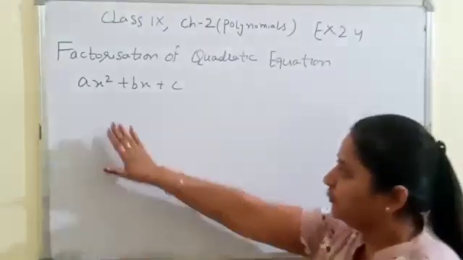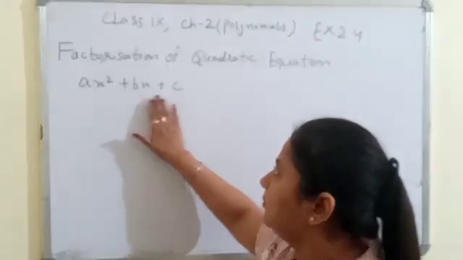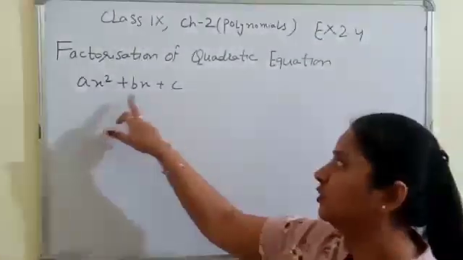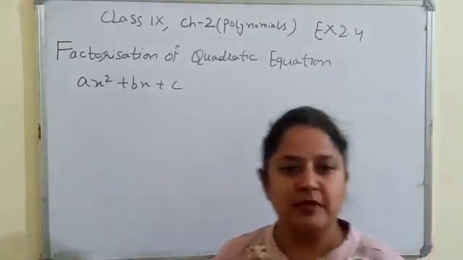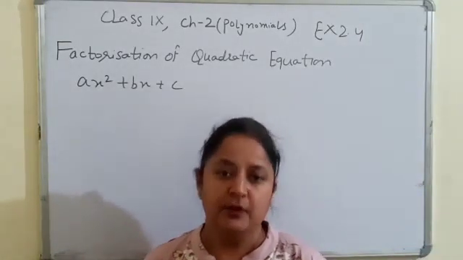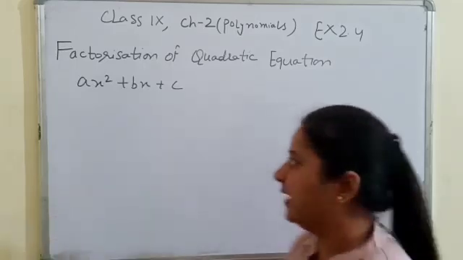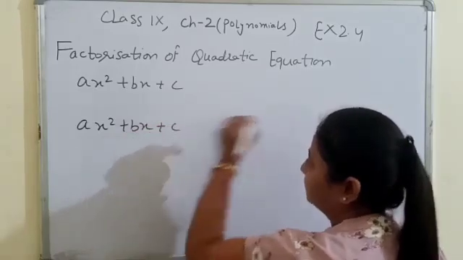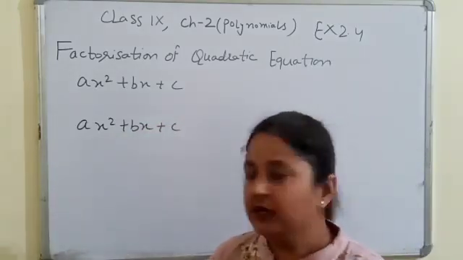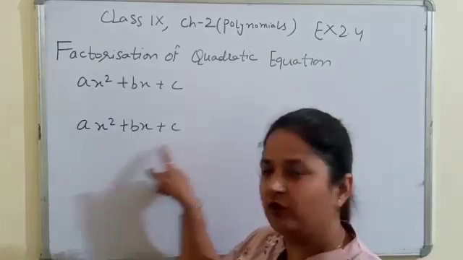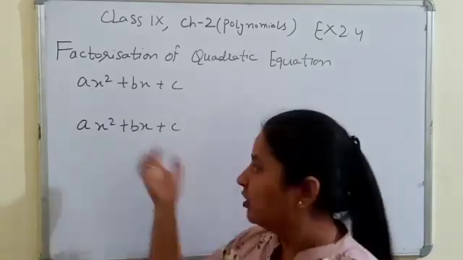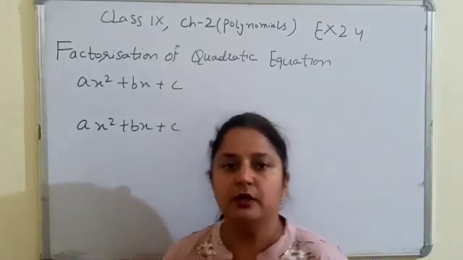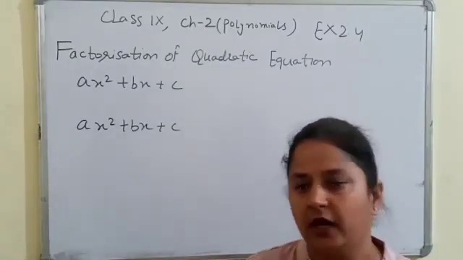Let's start. We have to factorize ax square plus bx plus c. It means a quadratic equation is given to us which is in the form ax square plus bx plus c. We have to make the factors of this quadratic equation. So dear students, your first step is that, suppose this one is the equation. Firstly, we will do the product of the coefficient of the first term and the third term. The coefficient of the first term is a and the third is the constant term. So first of all we will do the product of the first and third term.